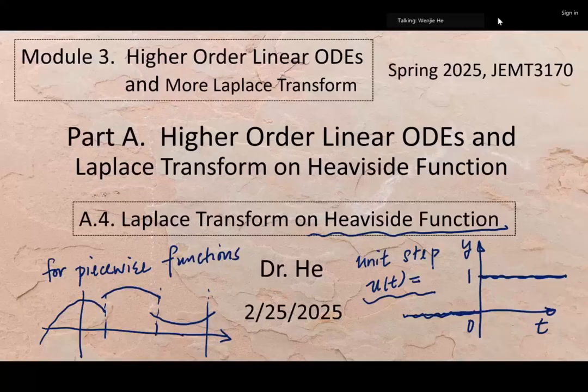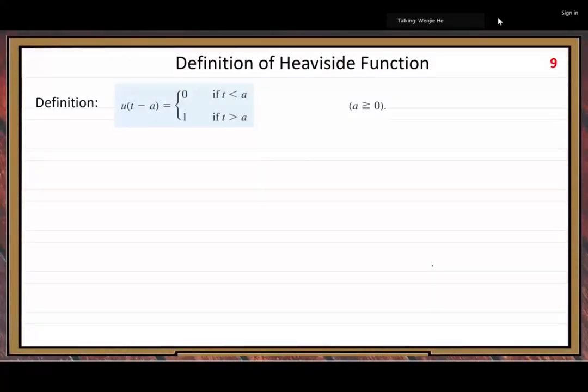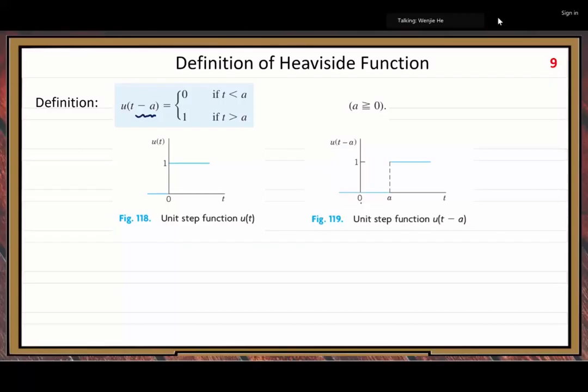So let's look at the definition. I already talked about it, but here it adds an extra a, because of the starting point. Here this is u of t, so a equals 0. But if a is not 0, you just need to do a shift to the right. So it is u of t minus a.